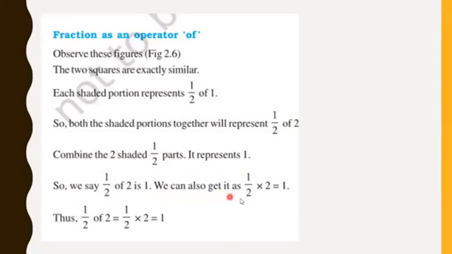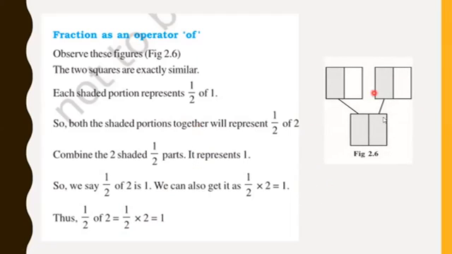So we can also get it as 1 by 2 into 2. So we will get 2 by 2, and 2 by 2 is equal to 1. So that's 1 by 2 of 2. Here they have given half, so half means multiplication. 1 by 2 into 2, where 1 2s are 2 by 2. So 2 by 2 is equal to 1. So half means multiplication.